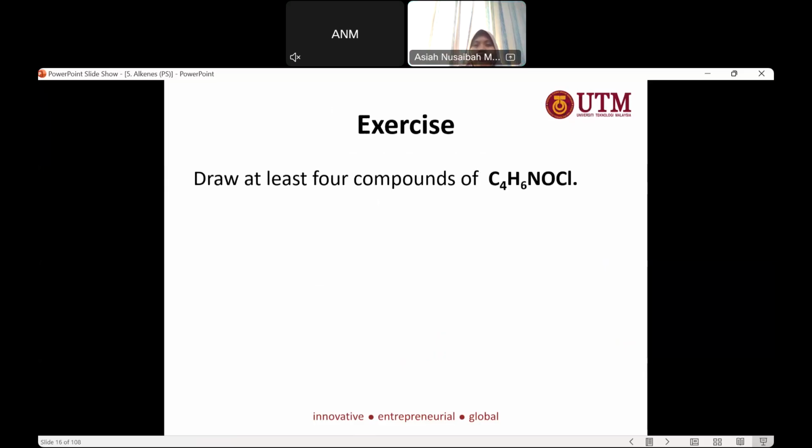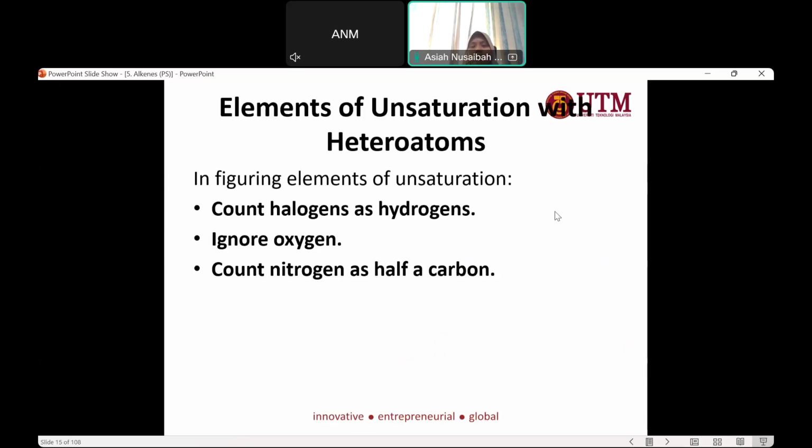All right, so you can try this exercise where you have to draw at least 4 compounds of C4H6NOCl. Go back to the theory. Remember, if you want to proceed, you can stop the recording and try to figure it out by yourself using this summary. Once you have tried by yourself, then proceed with the video.